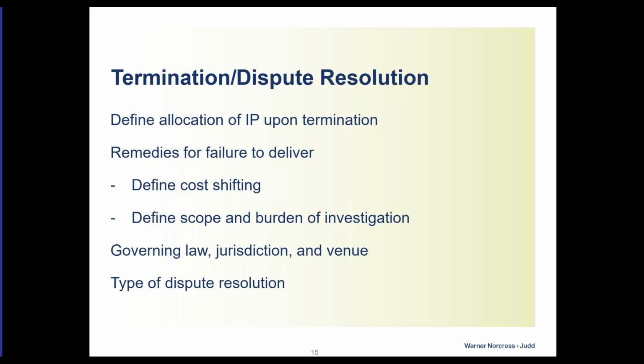You may also have in this portion remedies for failure to deliver what's promised, whether it's a product or some research. You can define the cost shifting of that failure. You can define the scope and burden of investigation to prove that there has been a failure. Also, you can focus on governing law, jurisdiction, and venue for favorable jurisdiction and law. And you can work on the type of dispute resolution. Mediation is common in these circumstances.